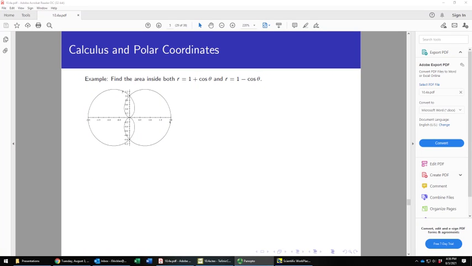Let's look at another example. Let's find the area inside both r equals 1 plus cosine theta and r equals 1 minus cosine theta. Just like we started the previous two problems, let's get a graph going to start with. So this one is your r equals 1 plus cosine theta. Here is your r equals 1 minus cosine theta. All right, so the area that we're interested in here is these two little pieces in the middle.